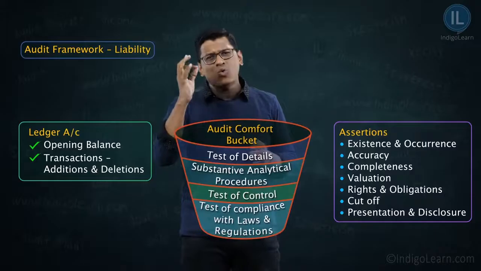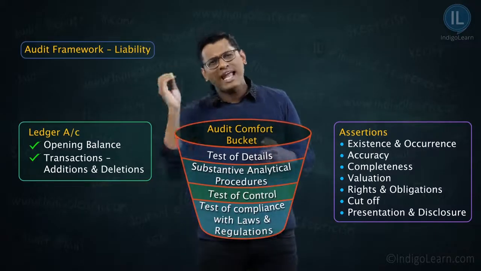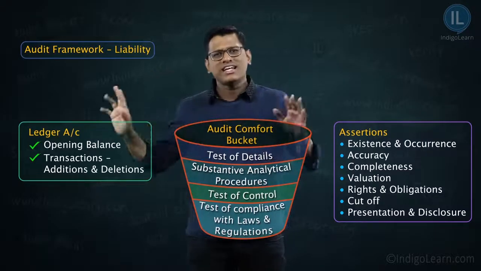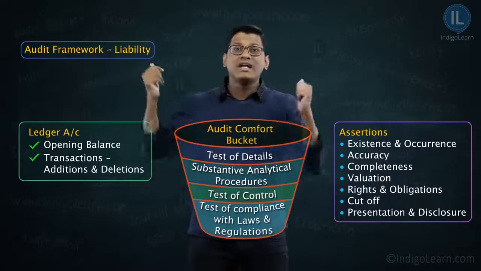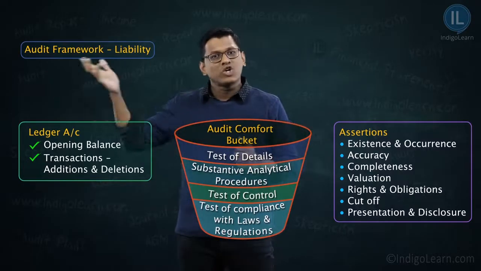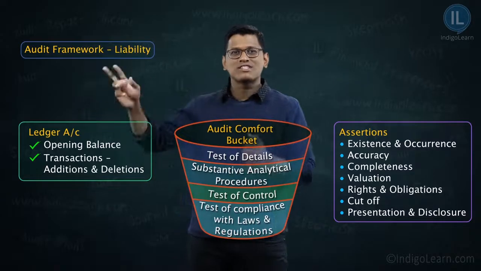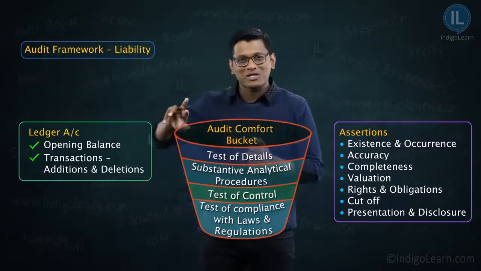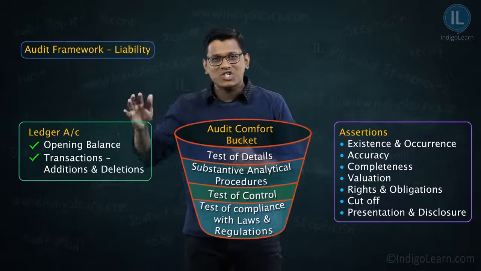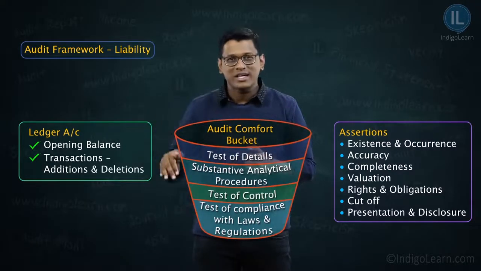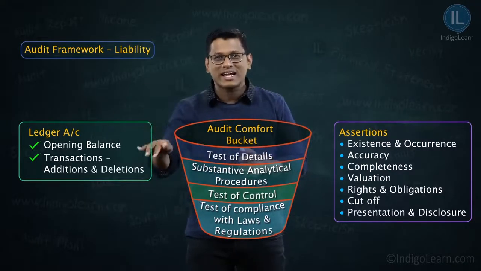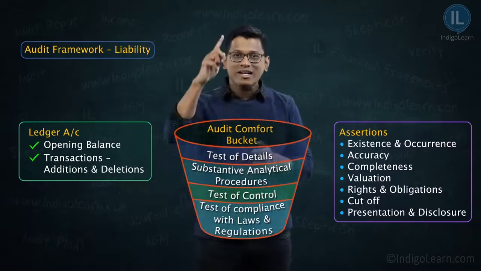This framework we have discussed holds good for any item. Now change it: it is not an asset, it is a liability. Go to the ledger account of liability. You have the opening balance, and instead of balance brought down on the debit side, you will have balance brought down on the credit side. And for the transaction, you took an extra loan in the current period. If you have taken an extra loan in the current period, again come to the audit comfort bucket.